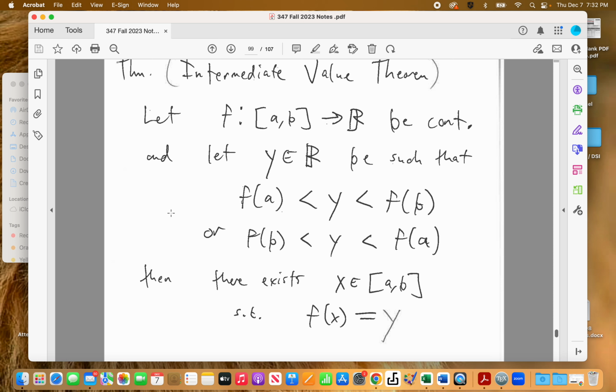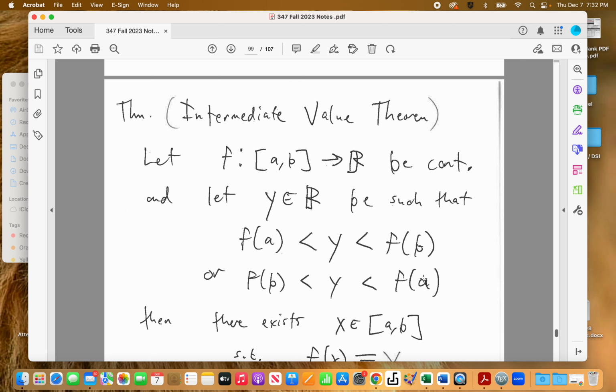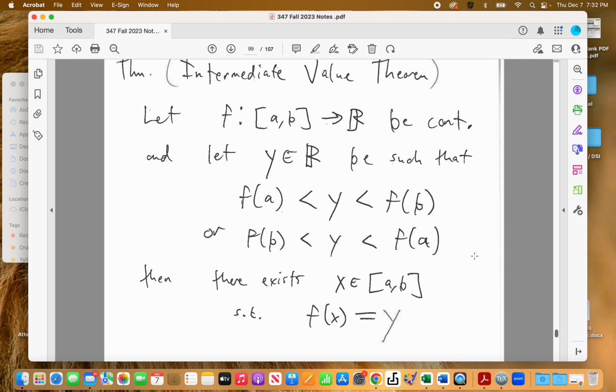Well, it's the intermediate value theorem. Every single intermediate value has something mapping to it. So I would want you to give me this conclusion: then there exists x in the domain such that f of x equals y. Every intermediate value has something mapping to it. I would give you the top bit, and I would just want you to give me the conclusion. Okay?